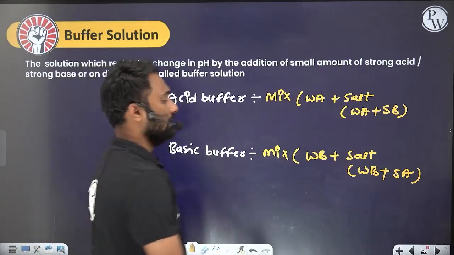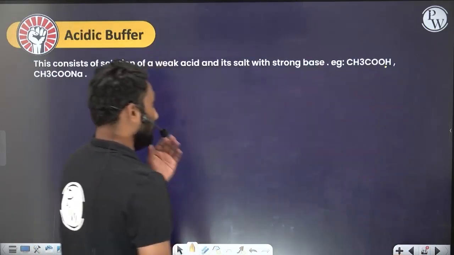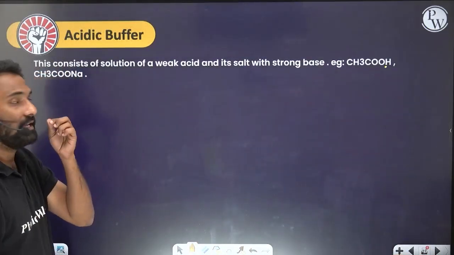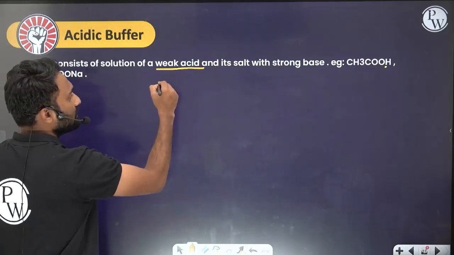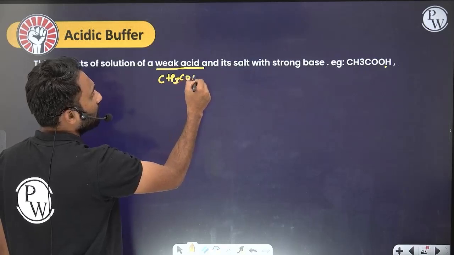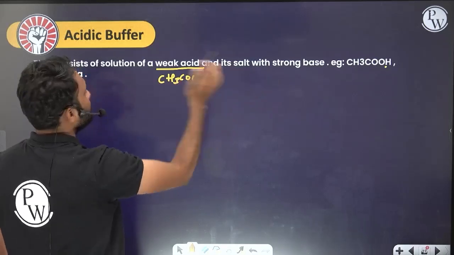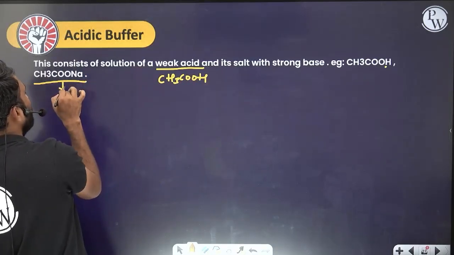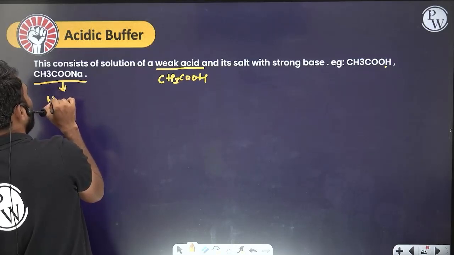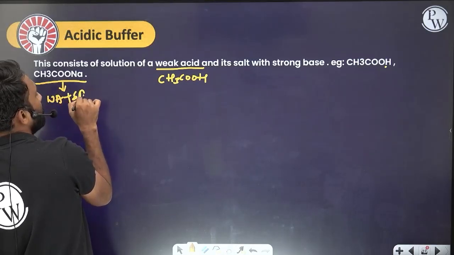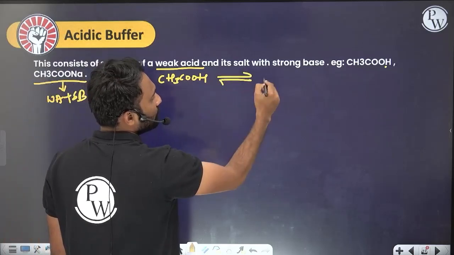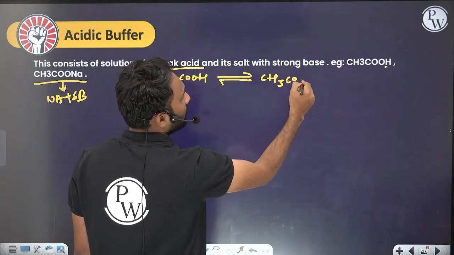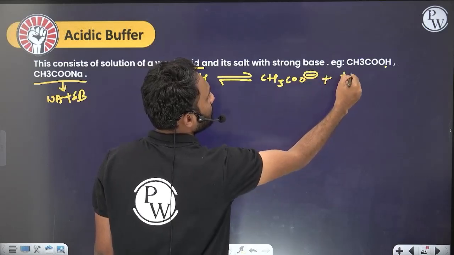Okay, next. Look here, how can the pH of an acidic buffer be found? It consists of a solution of a weak acid. Now this acetic acid is a weak acid, right? Now this is a salt prepared by a weak acid plus a strong base. Now acetic acid will be dissociated to the acetate ion plus H plus.